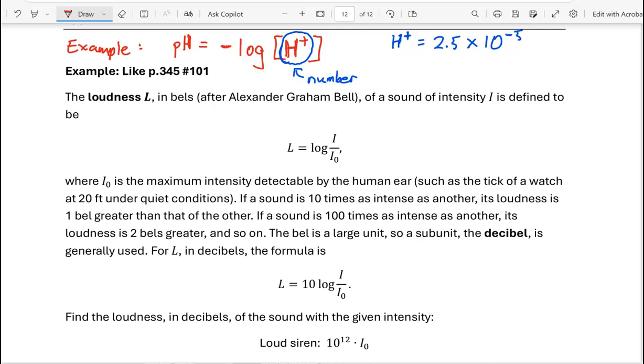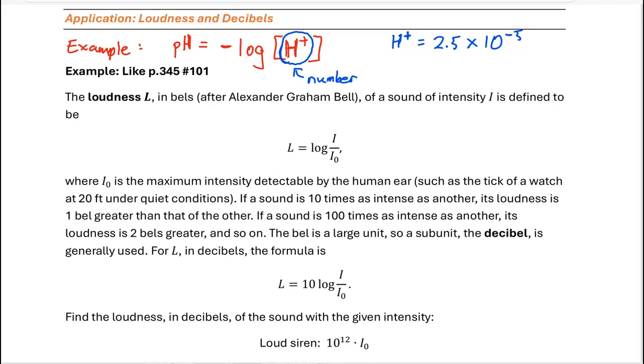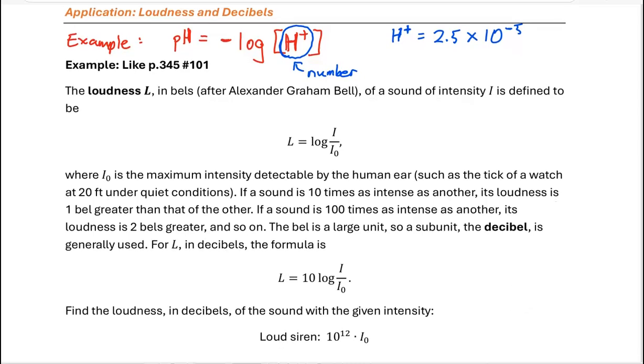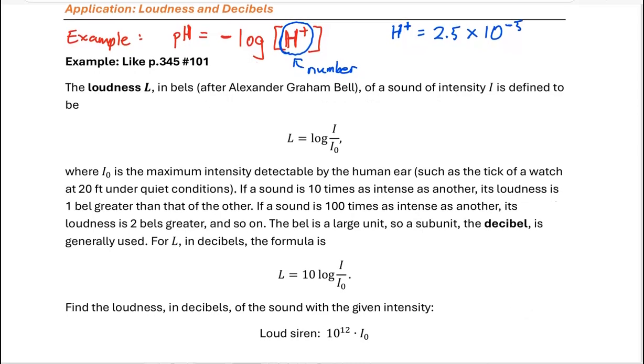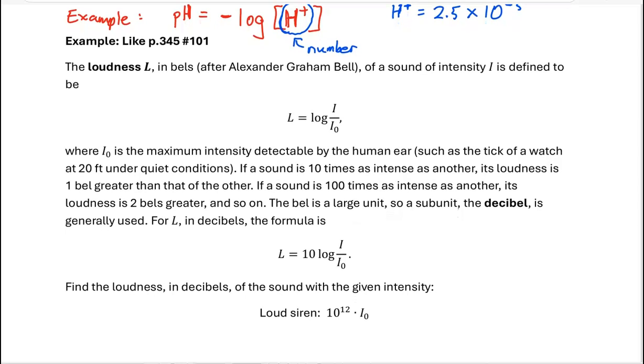I thought maybe would require a little more discussion to set the background. Okay, so I copied what the book said about this decibel equation, and I won't read all that to you. You can read it for yourself.